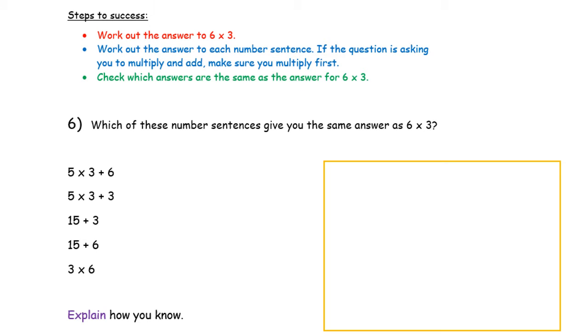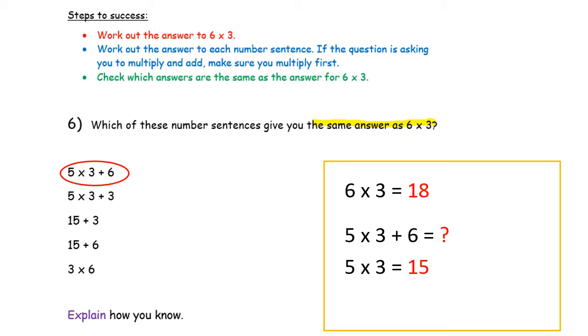Moving on, it says, which of these number sentences gives you the same answer as 6 times 3? The first thing you need to do is work out what 6 times 3 is. It's 18, okay? And then we need to work out the answer to every single number sentence and see which one gives us the same answer as 18. So let's take the first one, for example, 5 times 3 plus 6. Now with these questions where you've got to times and plus or add, you always have to do the multiplication part first. So let's do the 5 times 3 part first, which is 15.